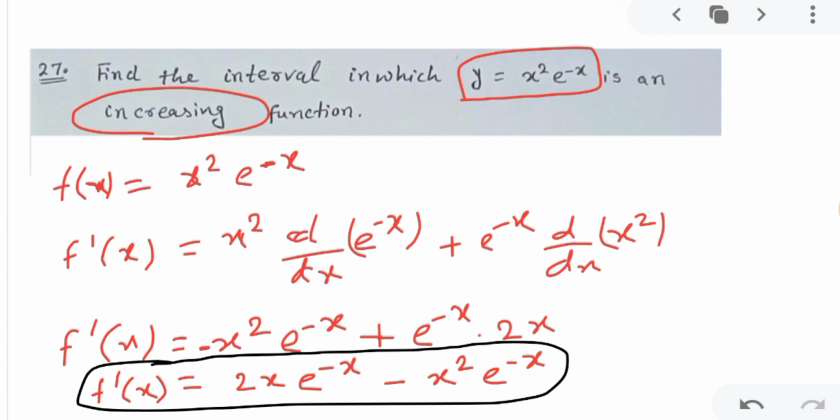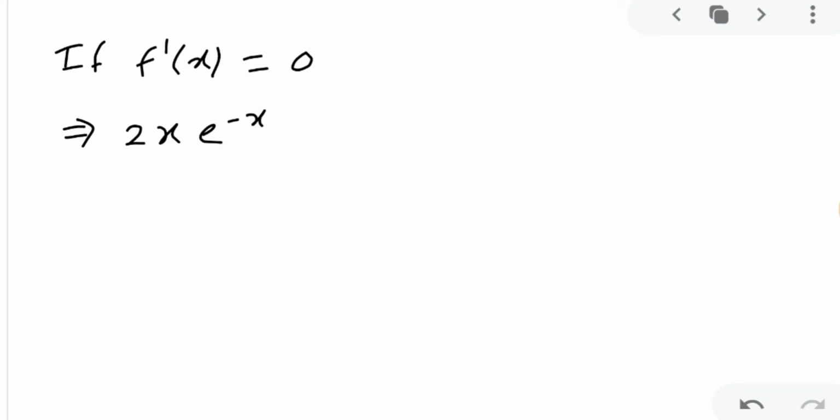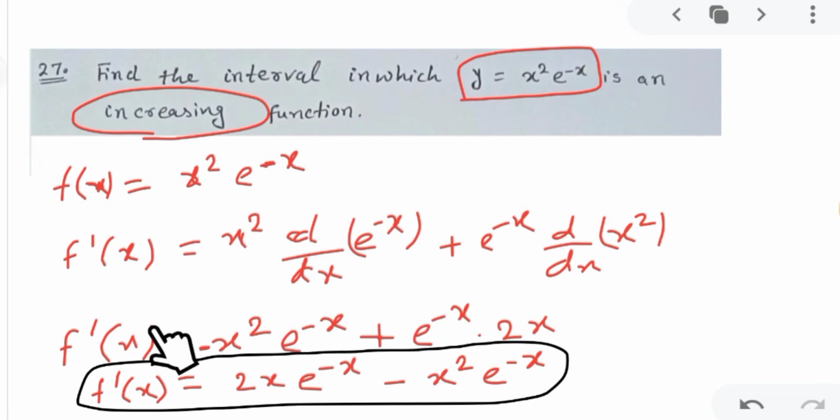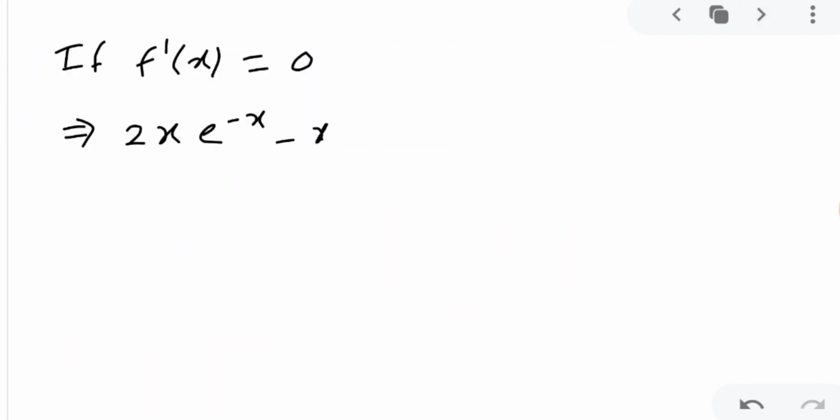Now increasing function means first we have to check. So for that I need a point. So what I will do, I will equate this f dash x as 0. So first I will equate this f dash x as 0. So if f dash x is 0, it means what is the f dash x value? 2x e to the power minus x, minus x square e to the power minus x is equal to 0.